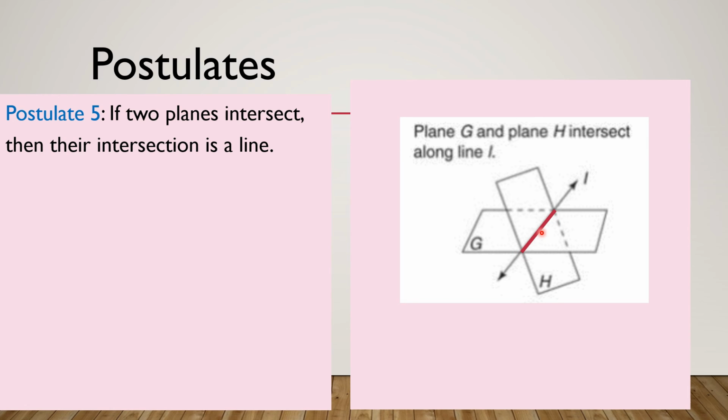Because our plane has no thickness, di ba? No thickness. So the intersection of these two planes must be a line. That is true. You just need to prove it.